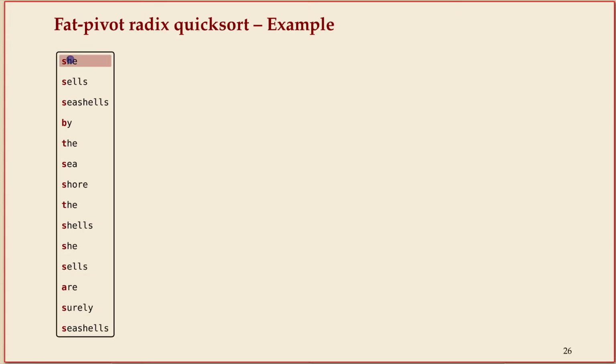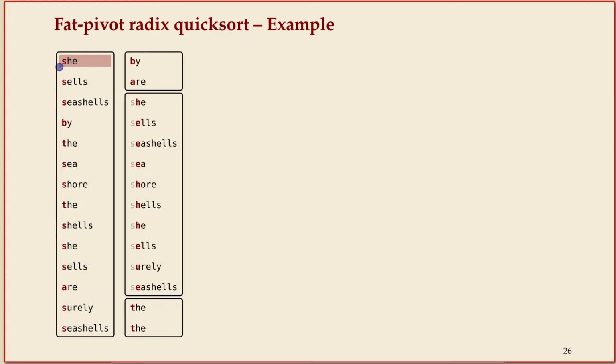We pick a pivot element as always in quicksort, but we'll only look at the first character in this round. That's why these are highlighted. So the pivot character tells us there are words that start with a character smaller than this character, those that start with a letter larger than that character, and those that start with that character. That's why it's called fat pivot, because there's a partition that has everything that's equal to the pivot according to the first character. Right? These have a starting character smaller than s, these larger than s, and these have s.